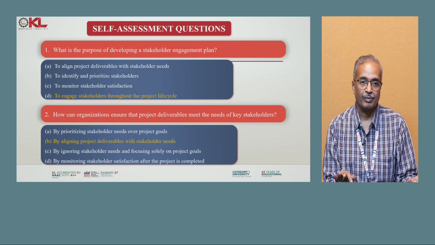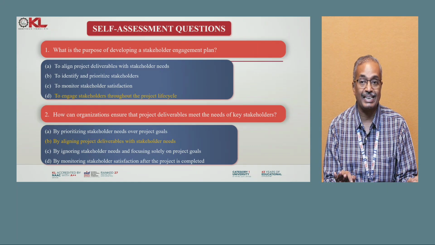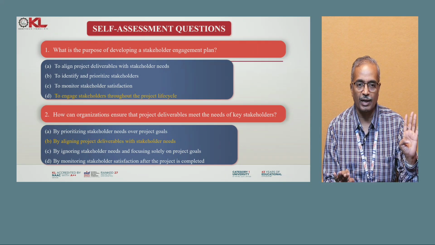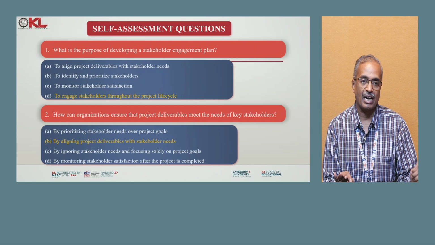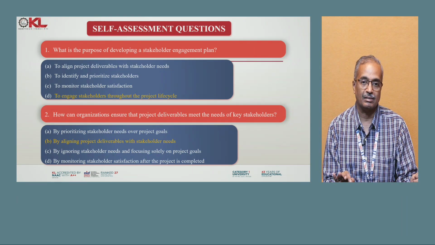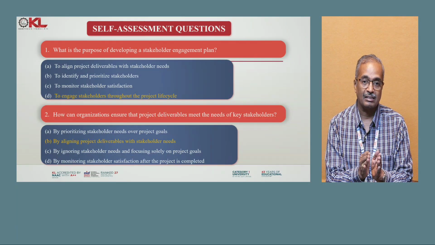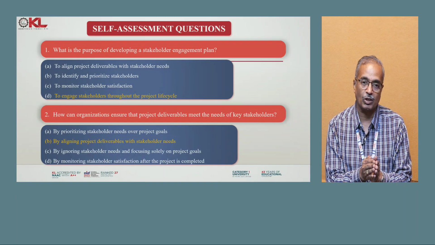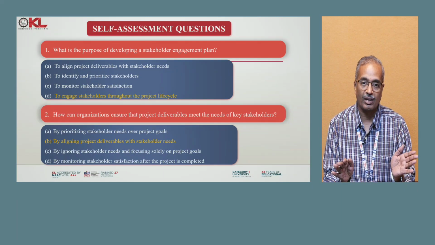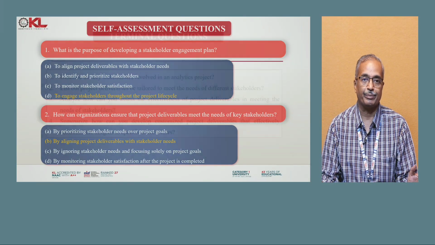The second question: how can organizations ensure that project deliverables meet the needs of key stakeholders? There are 4 options in this case also. Option B is the right answer: by aligning project deliverables with stakeholders' needs. The meaning is that without involving the stakeholder in the development of the project, the stakeholder objective will not be achieved.